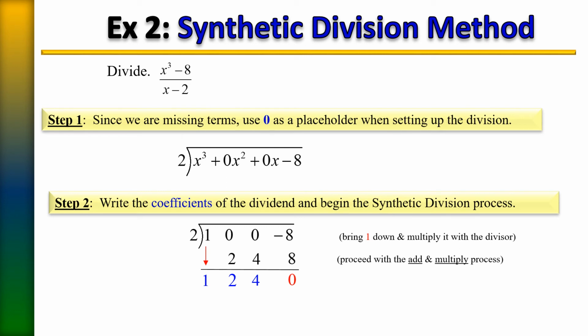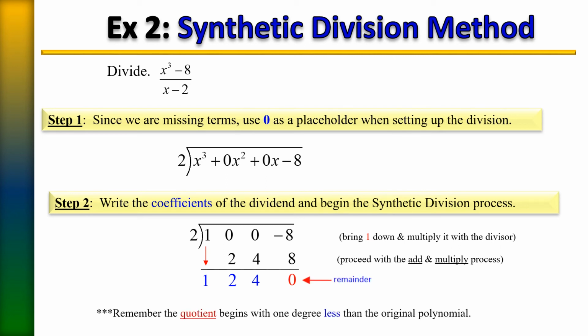The way we write our answer, remember, you're going to write your answer as 1 degree less than the original polynomial. It started with a degree of 3. We go down 1, and we begin our answer with a degree of 2. So our answer would be x squared plus 2x plus 4. And there you have it, the synthetic division process.